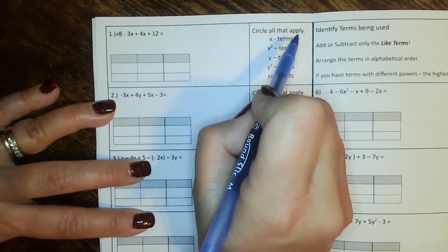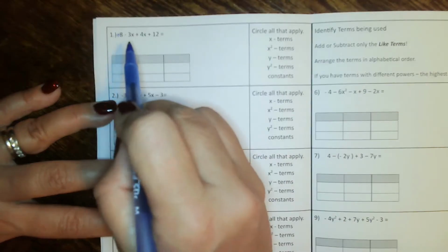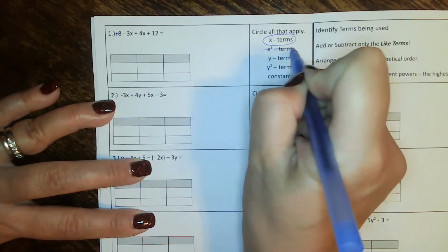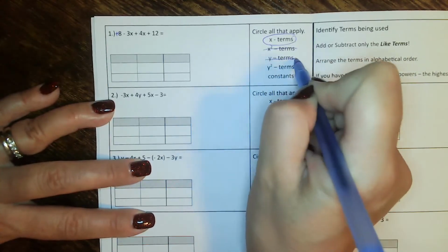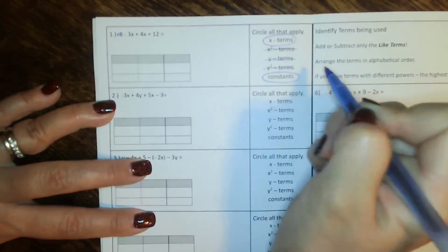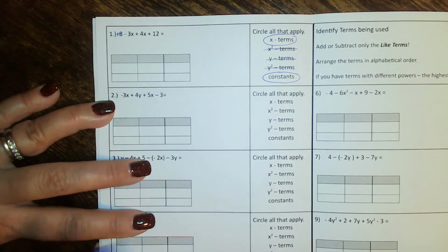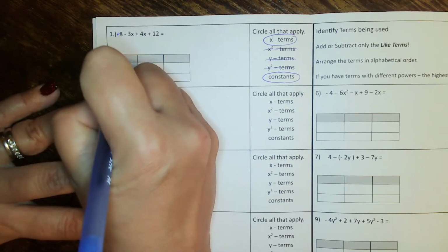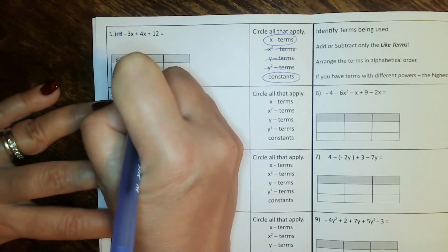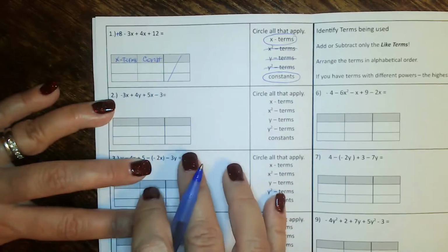What kind of terms do I have? Let's circle all that apply here. So I have x terms, no x squared, no y's, no y squared, and I have constants. So I have two types of terms in this expression. I have x terms and I have constants. I don't have anything else.